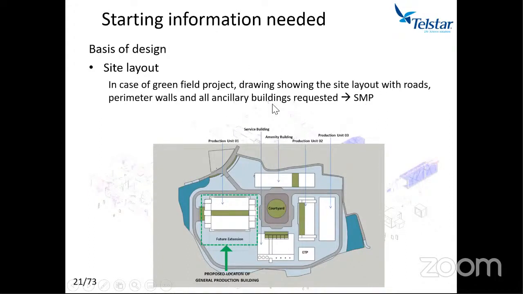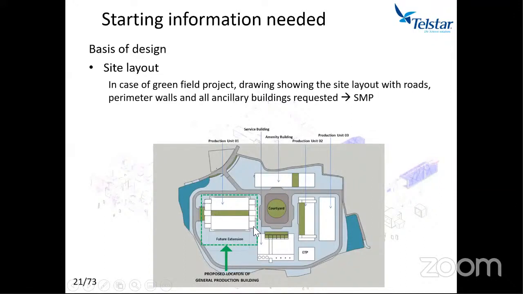It's important to have, in the case of a greenfield project, what we call a site master plan, which is something that is showing you where the different buildings are going to be. Even now, we can work only in one building, okay? In this example, and it's a real example, we were working only in production unit number 1, but we knew already where the amenity building was going to be placed, where production unit 2 and unit 3 were going to be placed, where the service building was going to be placed, because we have also to think about the flow of materials, people inside the plot, inside the area.